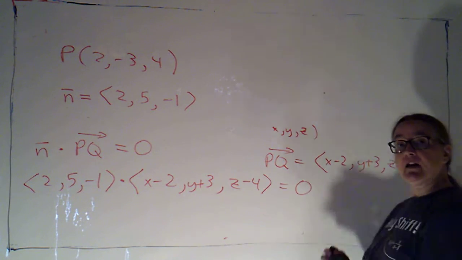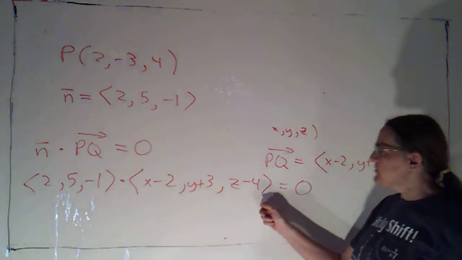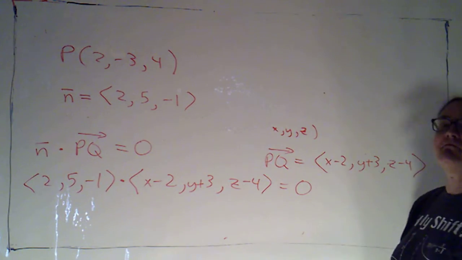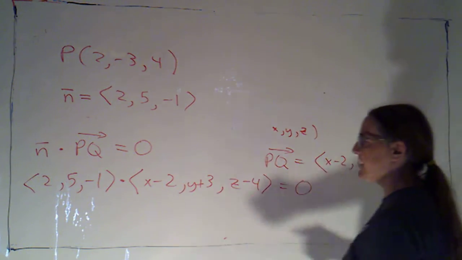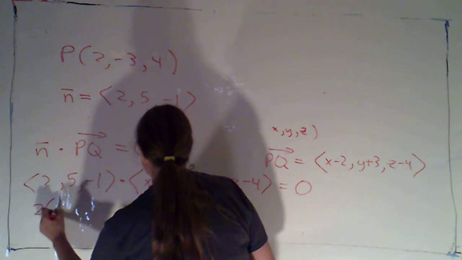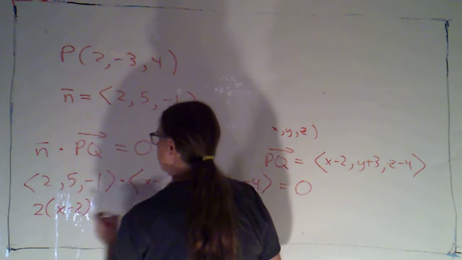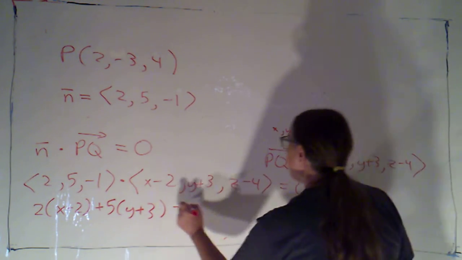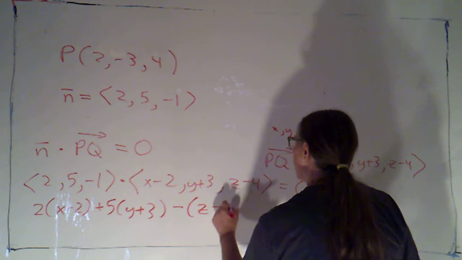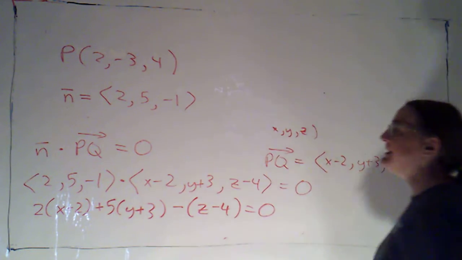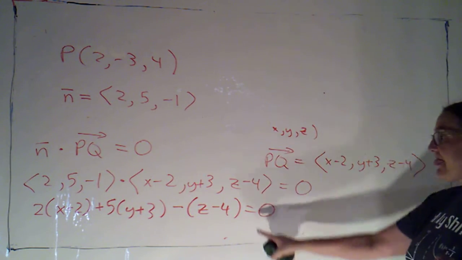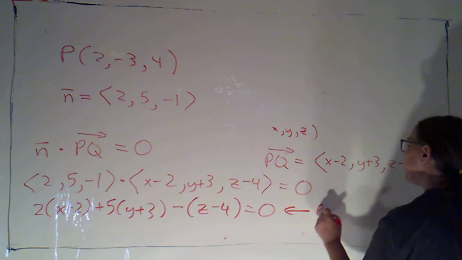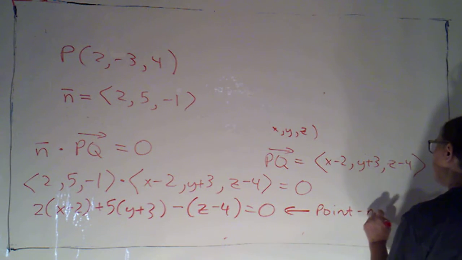When you're writing an equation for a plane, I will usually ask that you simplify one step beyond this. Get to the point where you don't actually have any vectors in your equation. So just do the dot product. That's going to be 2 times x minus 2 plus 5 times y plus 3 minus the quantity z minus 4 is equal to 0. That is an equation for the plane. That's in what we call point normal form.